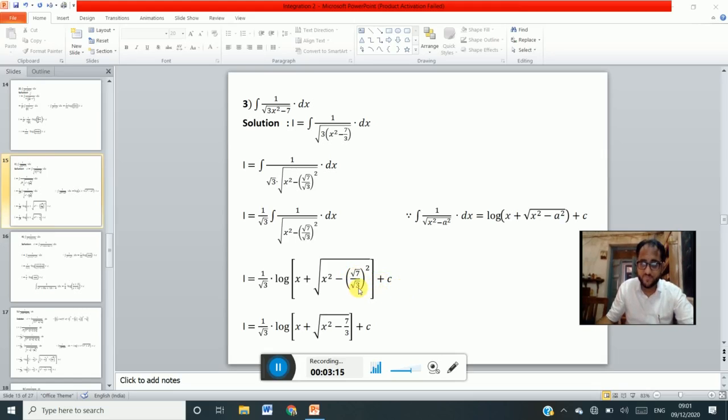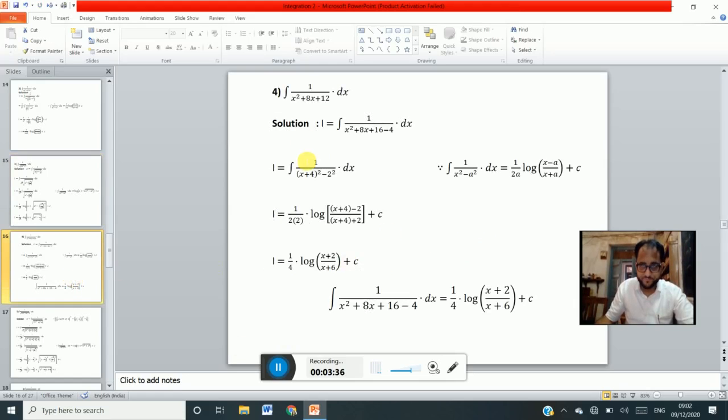Now this root 7 by 3 whole square means 7 by 3 actually, so convert that as it is. So it is 1 by root 3 log of x plus root x square minus 7 by 3 plus c. This should be the final answer here, right? In this way, we have to solve the examples of this type. See the next one again, example number 4.